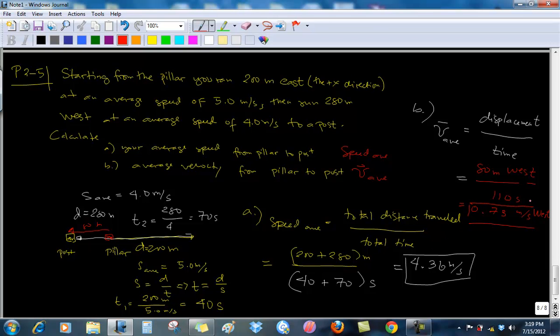So let me check if the answer in the book is right. Problem 2-5. It says here 0.73 meters per second along negative x or west. Okay, positive x is east. So, that is the idea. 4.4 is also right. It should be written as 4.4 because the given 5.0 meters per second has 2 significant figures. So that's problem 2-5.